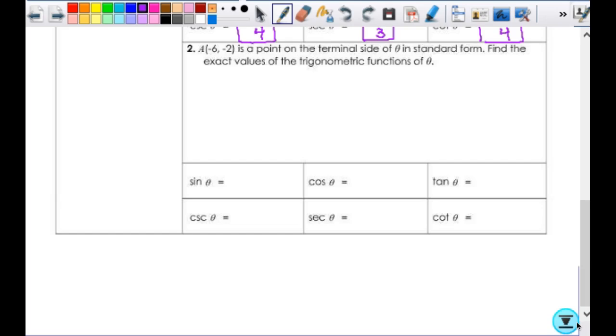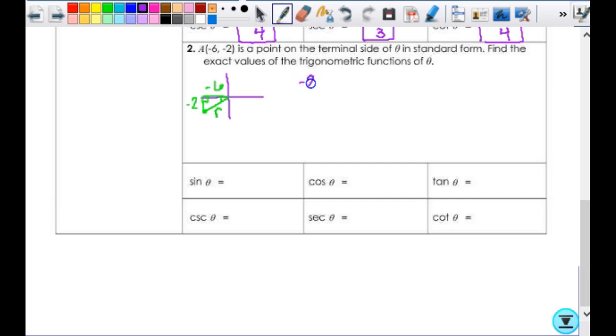So we have this point, and I'm going to draw my little x and y axis here, and then negative 6, negative 2 is going to be in the third quadrant here. Okay. My right angle, this is my theta over here. So this is negative 6, this is negative 2, and this is r. All right, so then I need to do my Pythagorean theorem so I can come up with all of that. I can already do a couple of these, but we'll just wait and do them all.